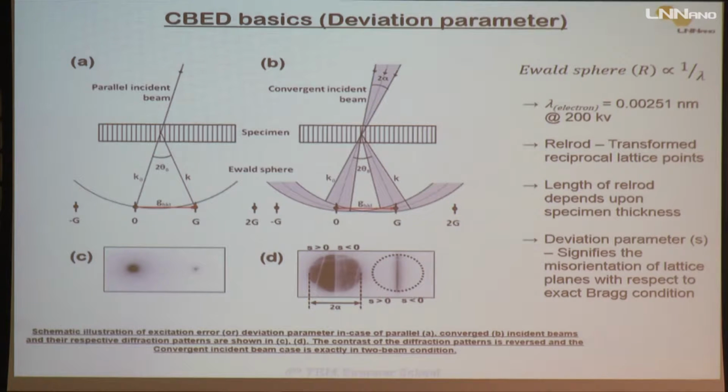And this is very important if you're tilting or establishing a two-beam condition or something like that. Based upon the deviation parameter, you need to illuminate the sample in such a way that S is greater than 0 and S is less than 0, and we have the Kikuchi lines exactly in the center.